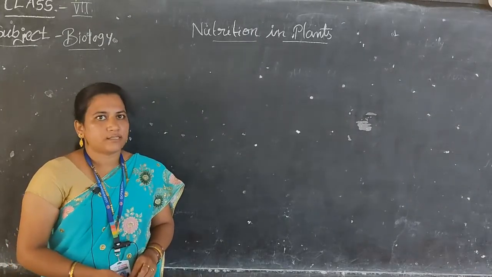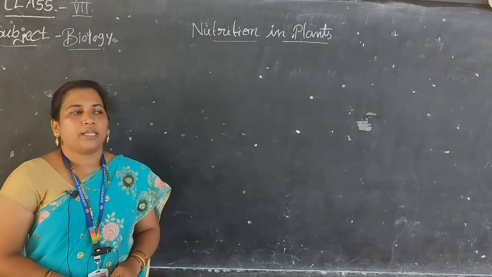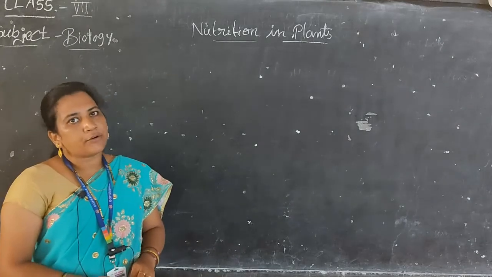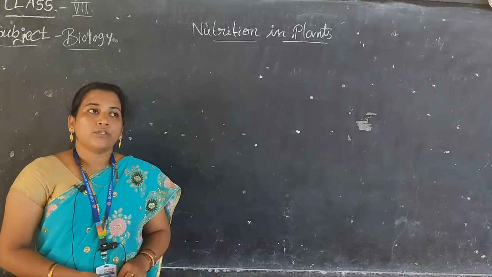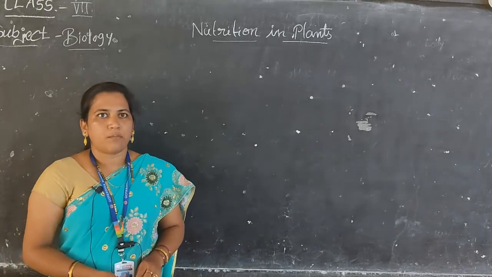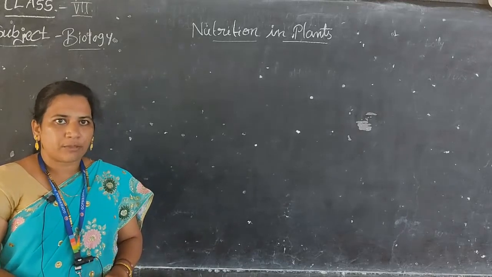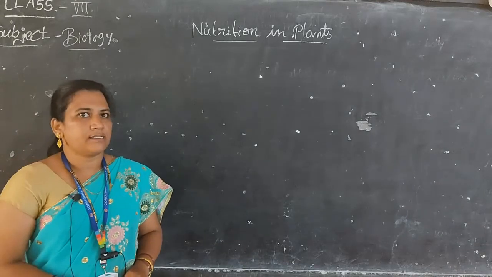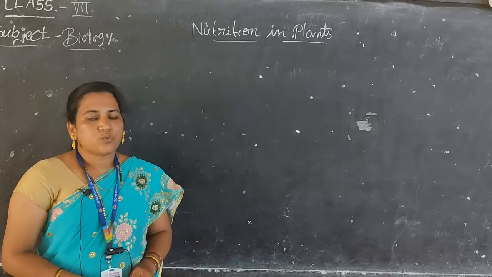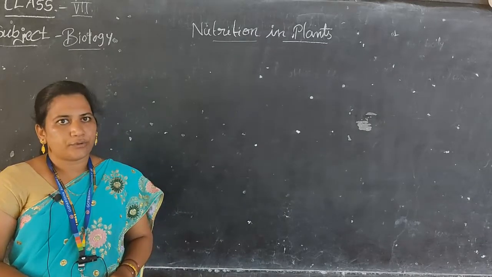So in this, we discussed in the previous class what is meant by nutrition and the different types of nutrition: the autotrophic mode of nutrition and the heterotrophic mode of nutrition. Autotrophic mode of nutrition means what? Plants prepare their own food material by using carbon dioxide, sunlight, chlorophyll pigment, water and some minerals. Preparing their own food materials is called autotrophic nutrition. The organisms involved in autotrophic nutrition are called autotrophs.